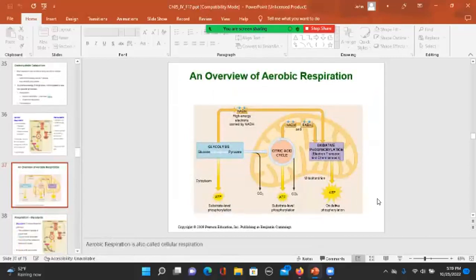This is another overview of aerobic respiration, how it happens in a eukaryotic cell. In eukaryotes, aerobic respiration begins in the cytoplasm. Glucose is converted into pyruvate by glycolysis, and this happens in the cytoplasm.